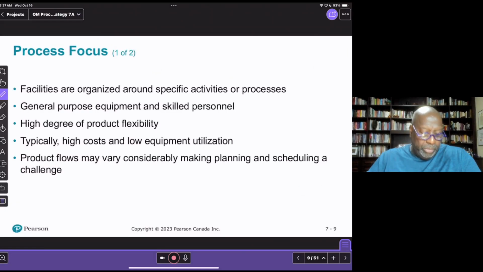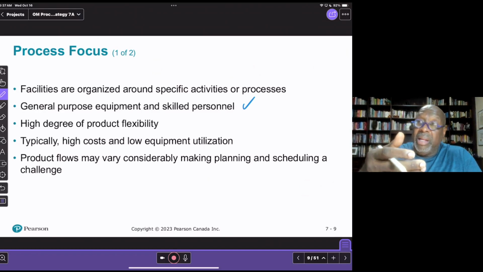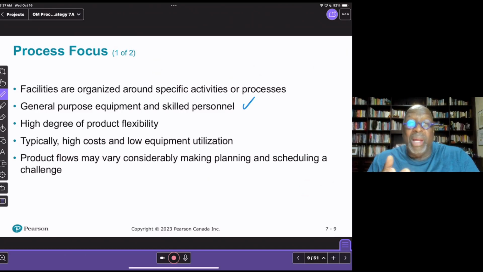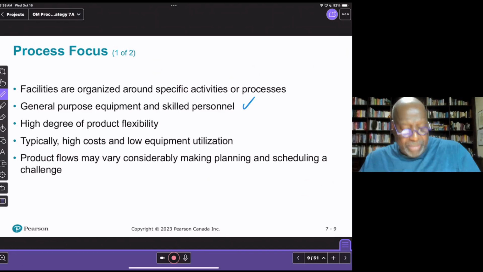So let's talk a little bit about some of these aspects of the various types of processes. Facilities are organized around specific activities, right? As I was saying to you, copying, printing, etc. General purpose equipment is used so that a photocopier, for example, can copy a color page, can also copy a black and white page, can copy an 8.5 by 11 page, or can do an 8.5 by 14 page, right? Legal, A4 paper, A3 paper. So that basically gives you that flexibility.